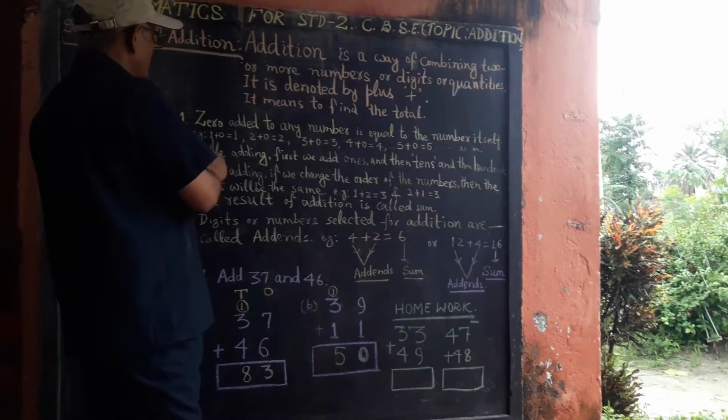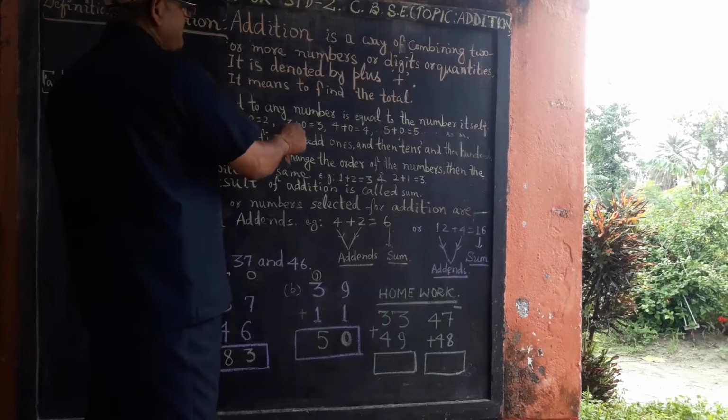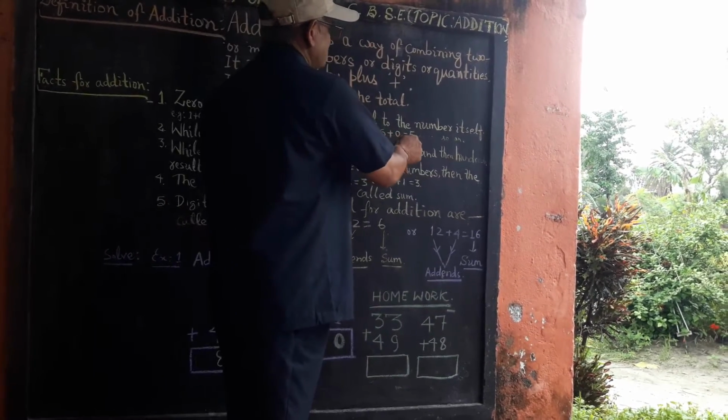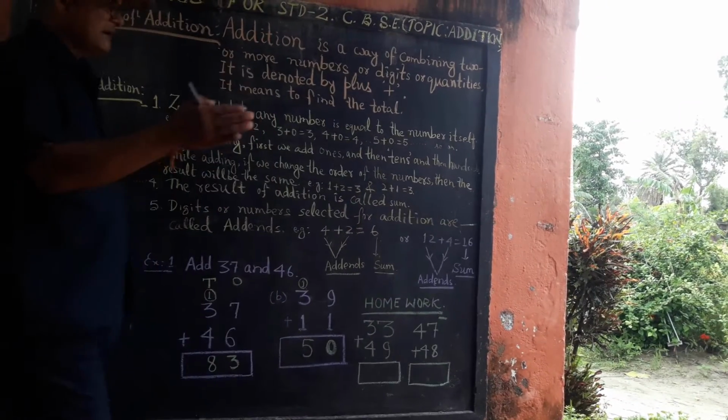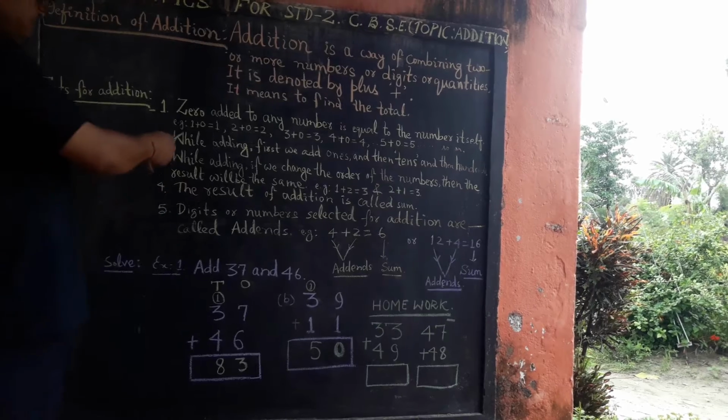For example, 1 + 0 = 1, 2 + 0 = 2, 3 + 0 = 3, 4 + 0 = 4, 5 + 0 = 5. For Hindi students, I am going to repeat it in Hindi.